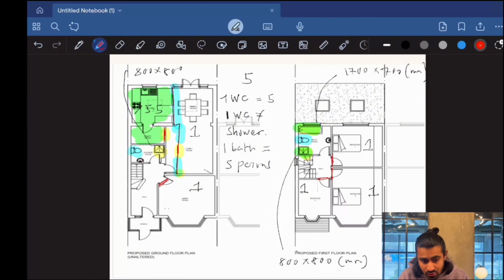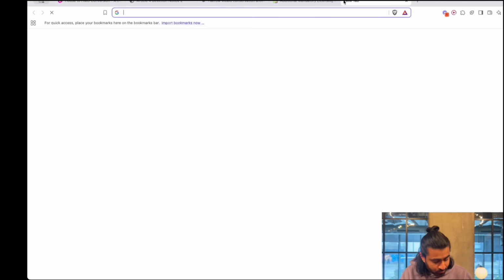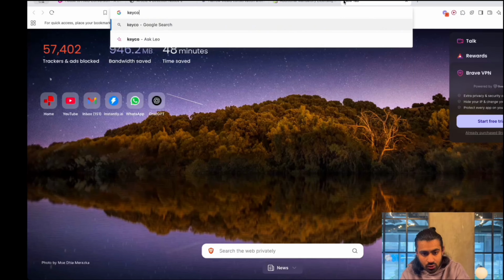So that's a consideration. And then also you want to have thumb turns, which is each room will have their own locks, but they need to have thumb turns. And actually what I like to do is go for, because once you start having over 100 rooms, for example, handling keys can be quite long. So key code thumb turn locks.